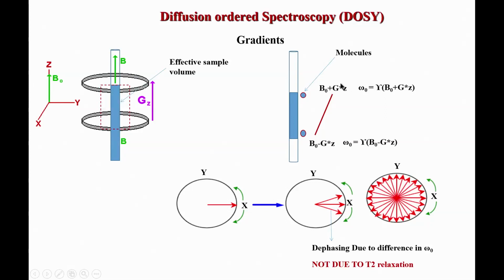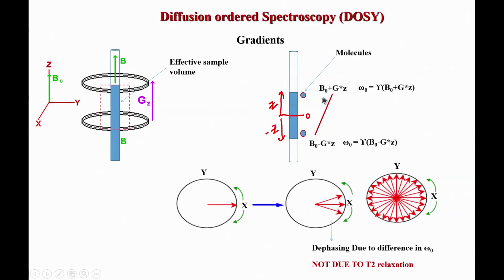It is based on the strength of the gradient, meaning how strong the current is in the gradient coil, or how strong the magnetic field generated is, multiplied by Z. Z means its distance from the center. So, imagine if this is your center, this part is this Z. The center is now considered as 0 and this is minus Z. Z is basically just the distance of the molecule from the center of the sample.